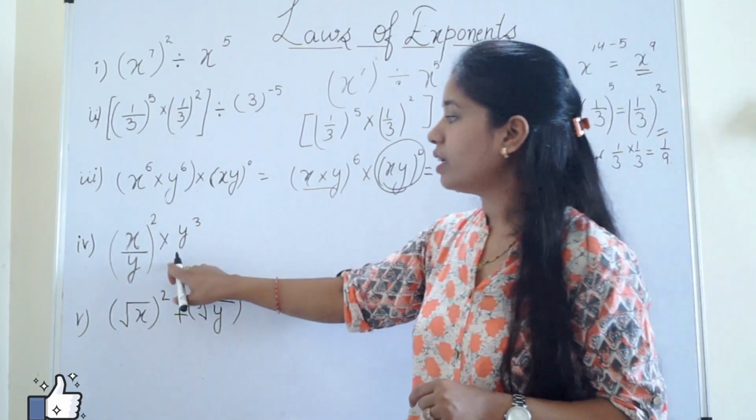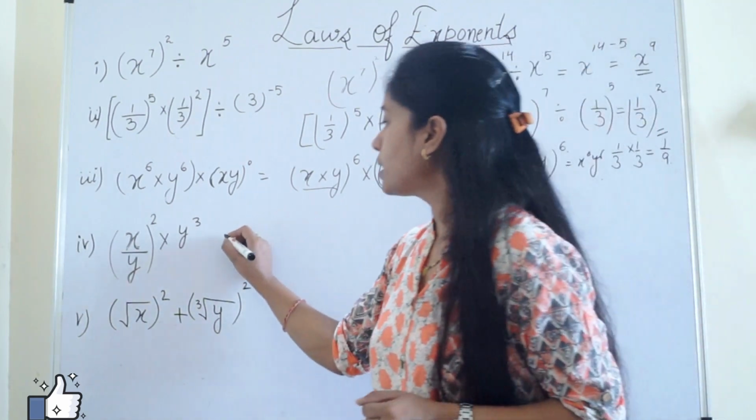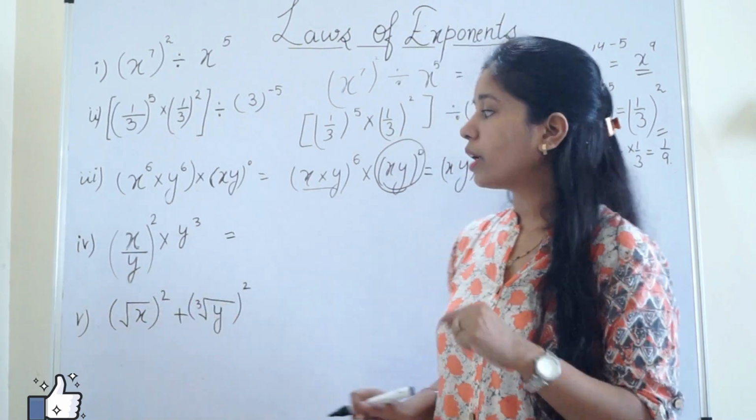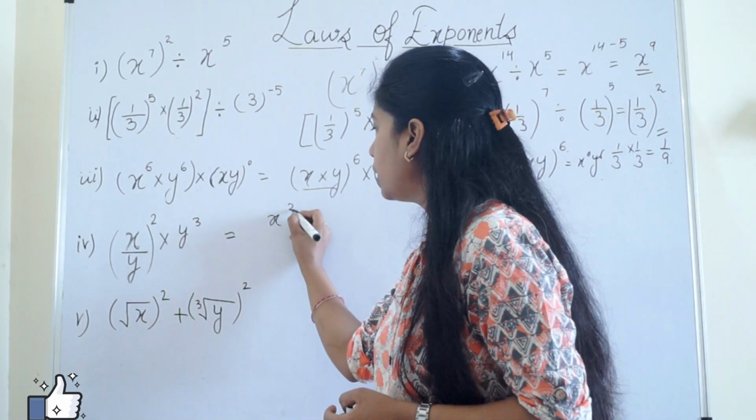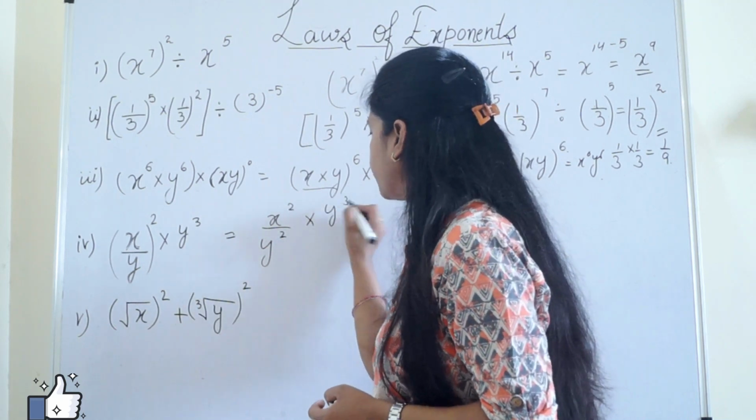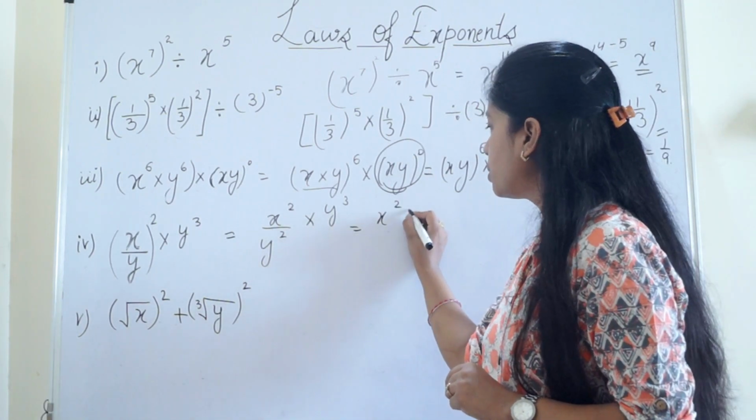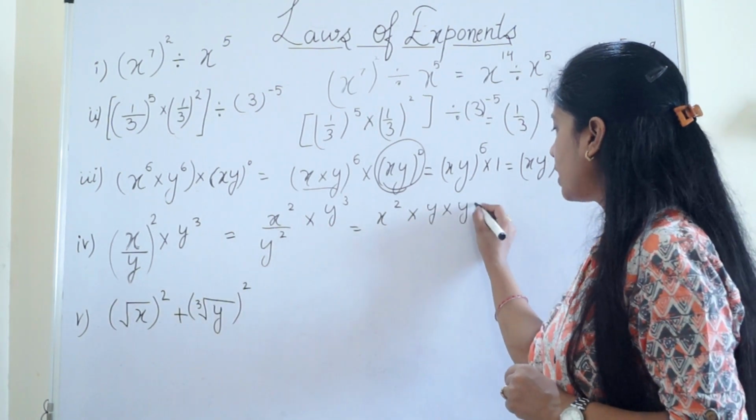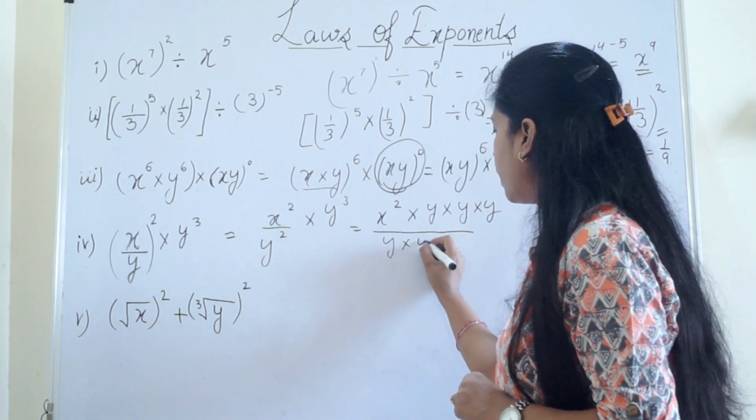Now next I am having here x upon y whole to the power 2 multiplied by y to the power 3. In this case we are having numerator and denominator, and they are having a whole power 2. So now again with the help of the law we can distribute these powers. So I can also write it like this, x to the power 2 upon y to the power 2, and I am having here y to the power 3. Now how can I write it? I can write it like this, x to the power 2. I can expand this y to the power 3, so I'll write y 3 times, and in the denominator I am having y 2 times, so I'll write here y multiplied by y.